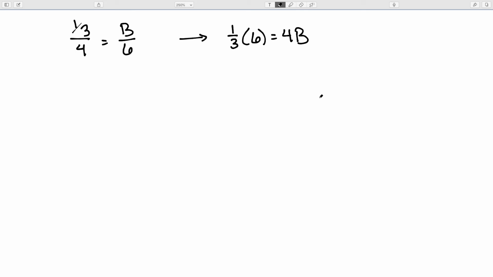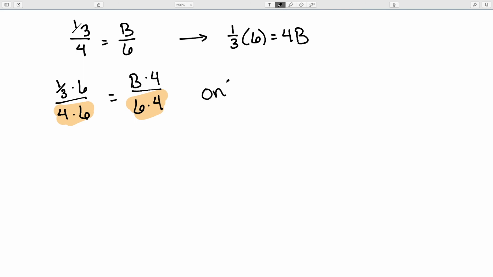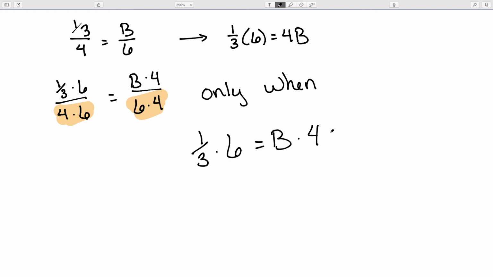The method of cross-multiplying is just a shortcut for giving fractions a common denominator. So one of the ways I talked about to give a common denominator is to just multiply by the denominator of the opposite fraction. So I would multiply this one by 6. And I would multiply this one by 4, both of them being multiplied by the denominator of the other fraction. And now we can see that their denominators are equal, which means these two fractions are equal only when their numerators are equal. 1/3 times 6 is equal to B times 4.